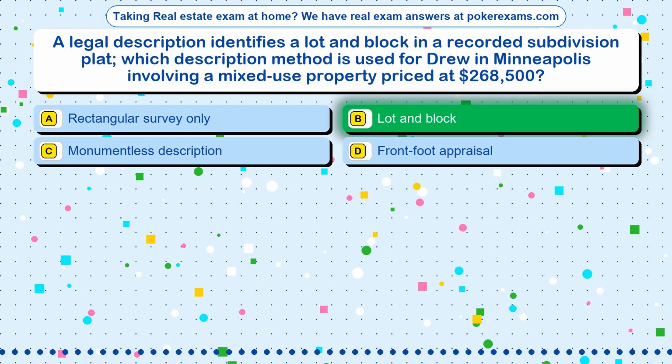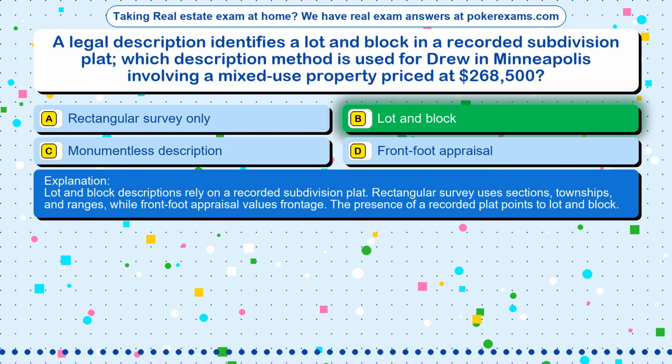The correct answer is option B, lot and block. Lot and block descriptions rely on a recorded subdivision plat. Rectangular survey uses sections, townships, and ranges, while front foot appraisal values frontage. The presence of a recorded plat points to lot and block.